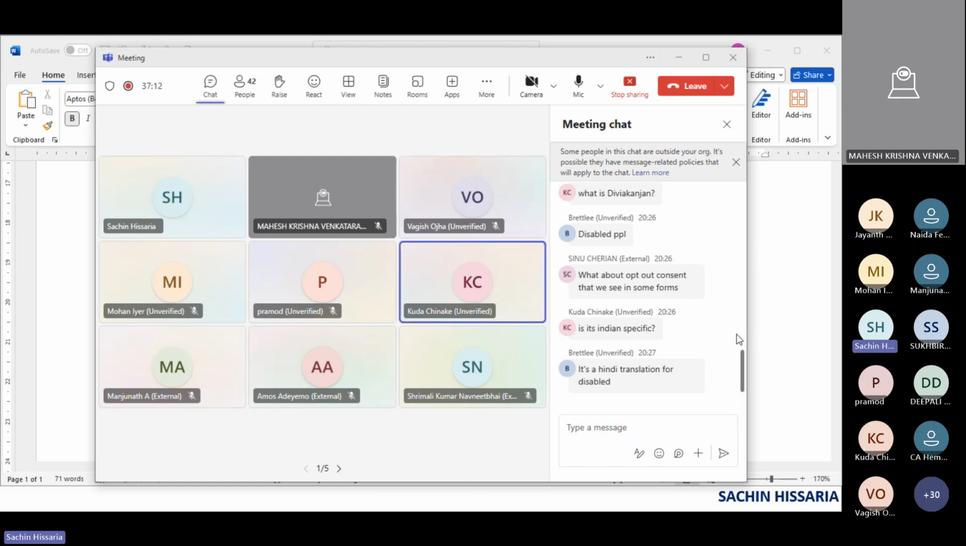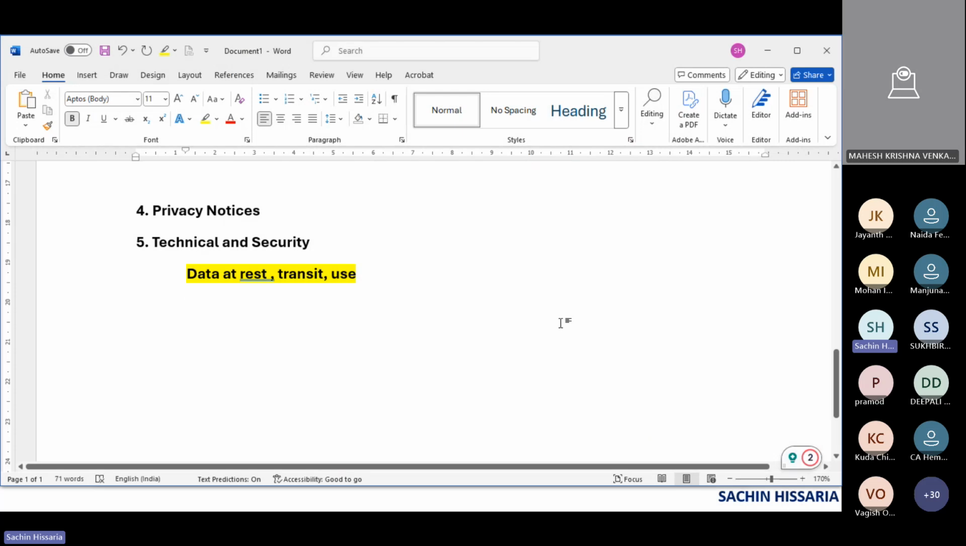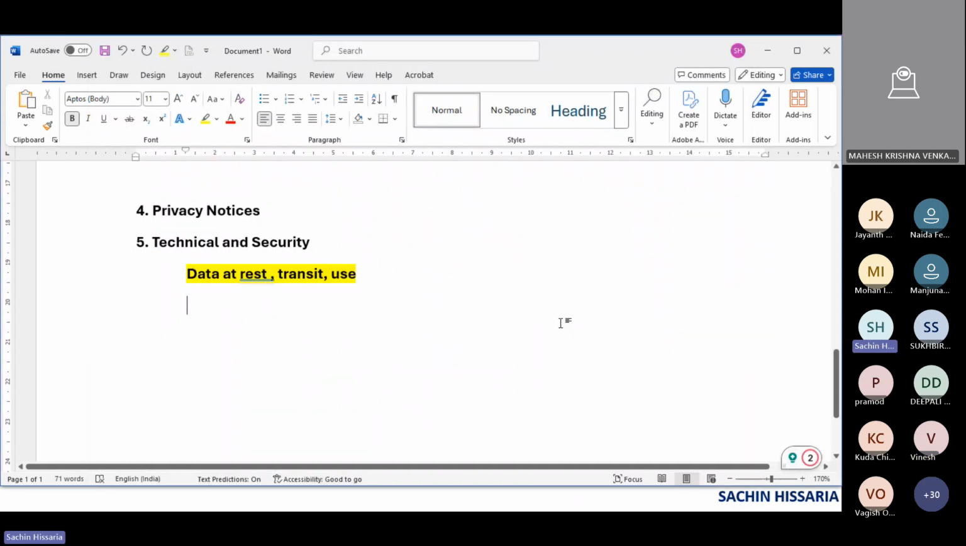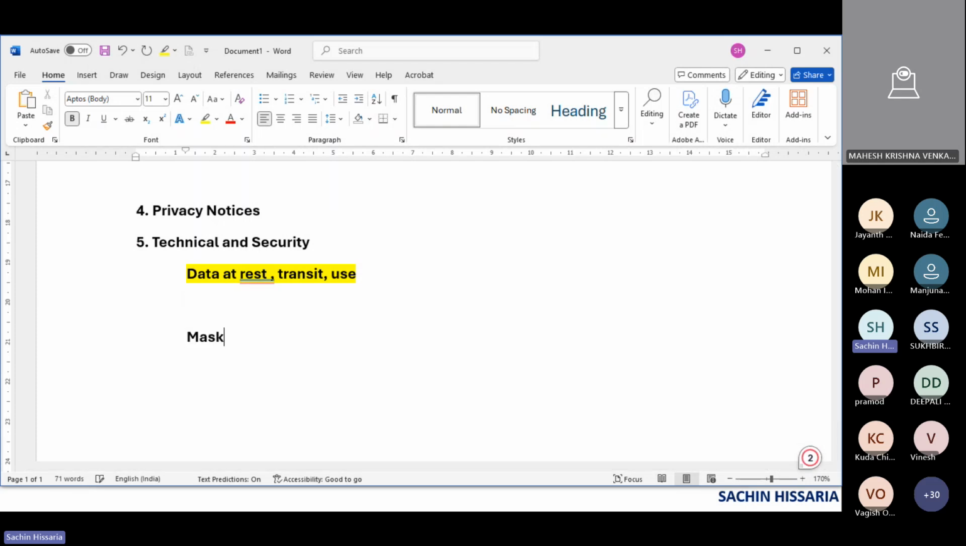Perfect. Sir, what are the controls required for data in use? Because data at rest and data in transit we understood, but what are the security controls required for data in use? Yeah, so for data in use, the main important control is masking of your data.